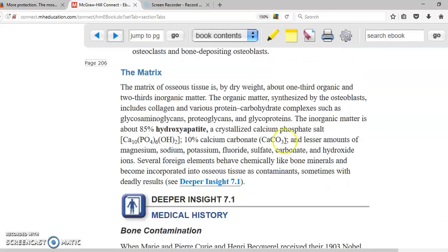Next, we have the matrix. The matrix is basically made of calcium, but it's not pure calcium, it's actually a salt, because it's calcium phosphate, as you can see here. And this is called hydroxyapatite.